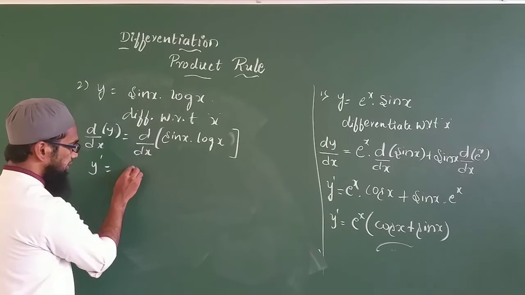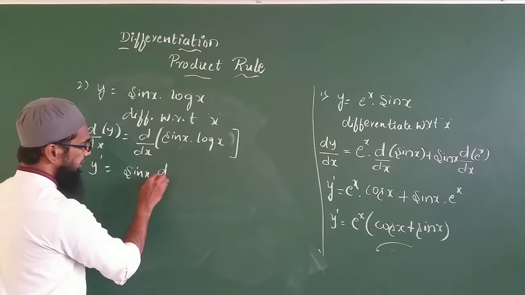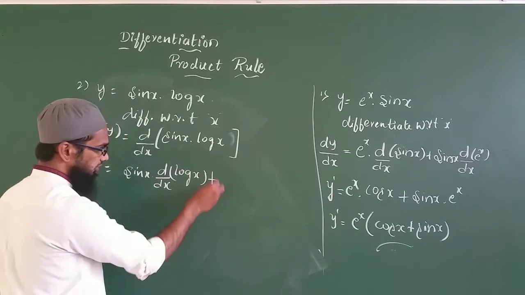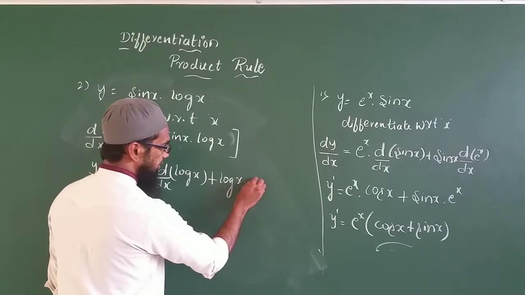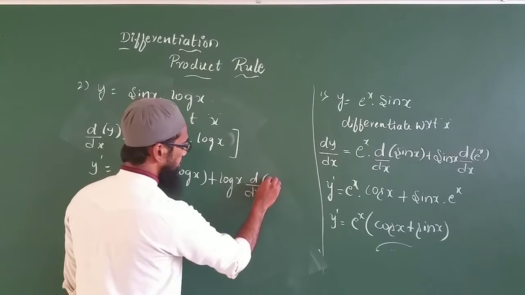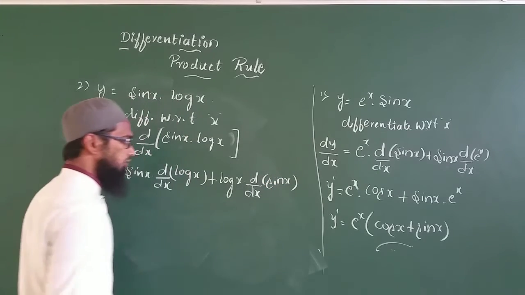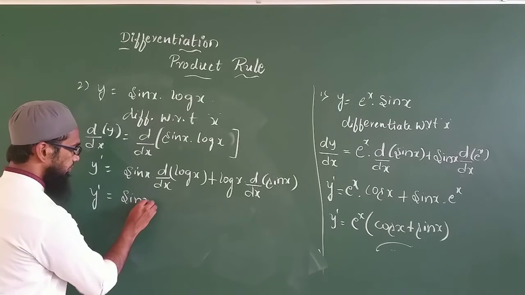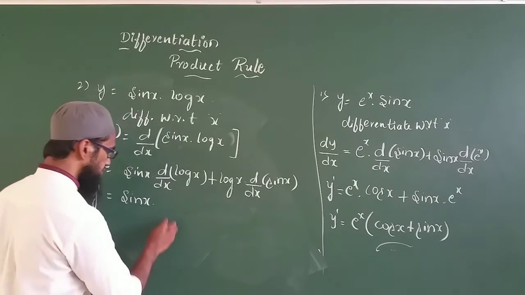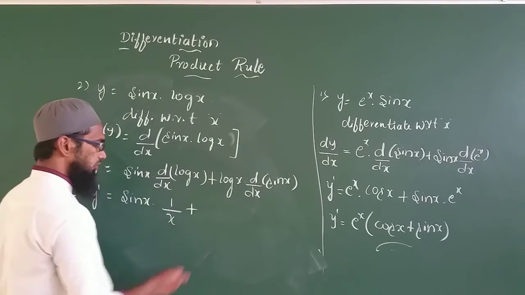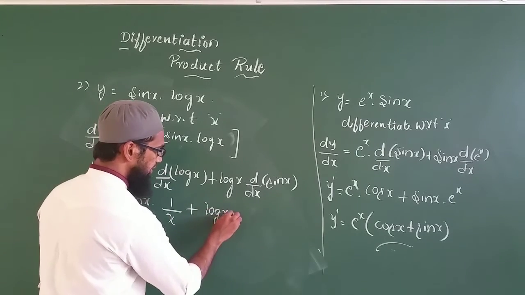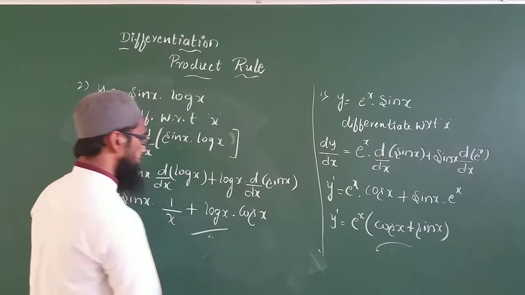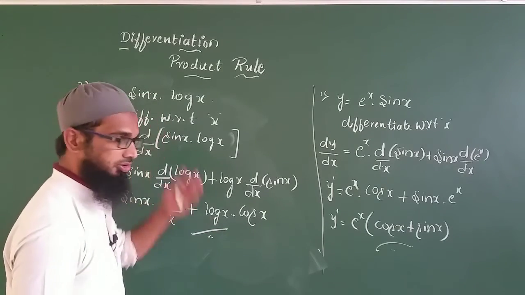I'll take the first function as it is. Now d by dx of the second function, plus the second function kept as it is, into d by dx of the first function, that is sin x. Now you just simplify. So this sin x is there. We know that d by dx of log x is 1 over x. Now the log x we write as it is, and the d by dx of sin x is cos x. This is the differentiation of the given function.